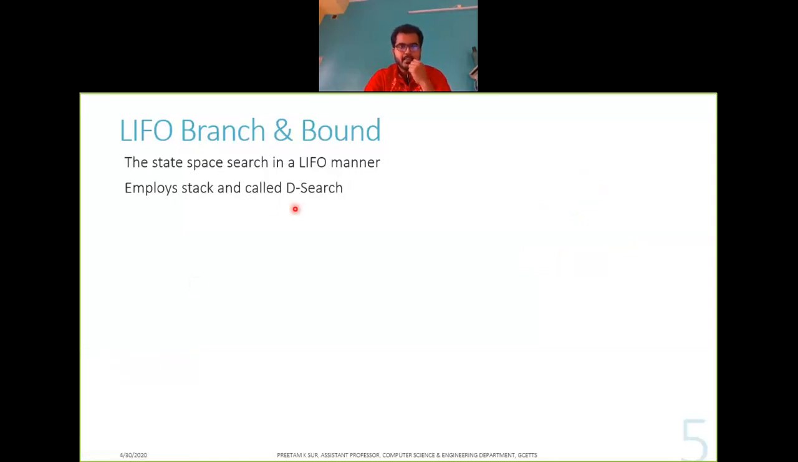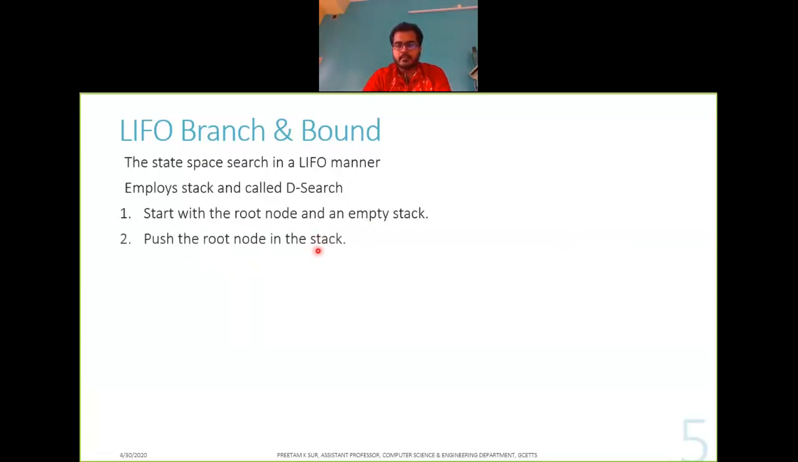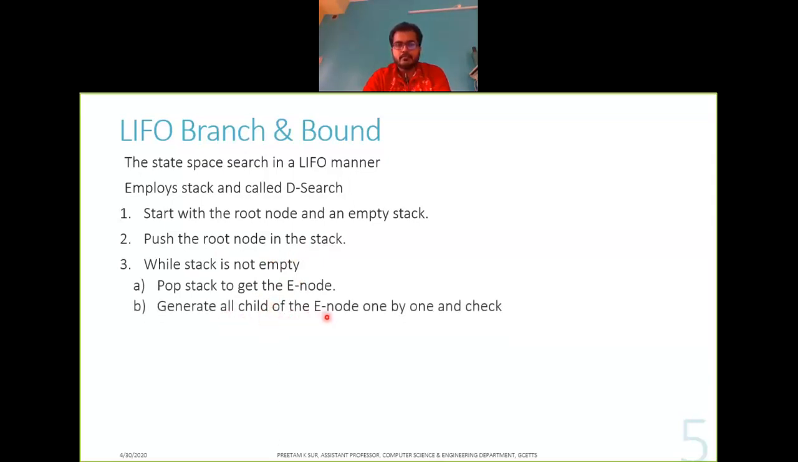But prior to that, let us see how LIFO branch and bound is done using a stack. With the same approach, we start with a root node or initial state and an empty stack, and we push that root node into the stack. While the stack is not empty, we pop the stack to get the expanding node, and we generate all the children of that expanding node. That is the difference: the difference between this search and DFS is that we generate all the children of the expanding node. In DFS we generate one child, and then and there we try to expand that child.